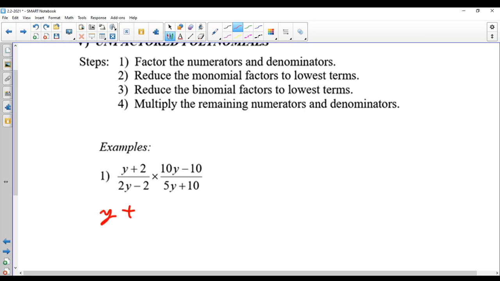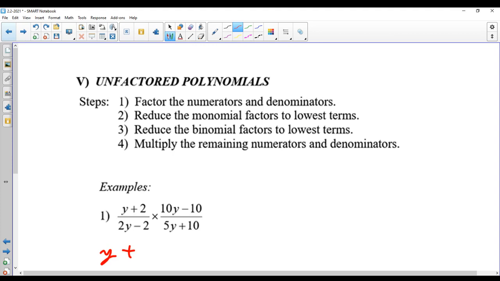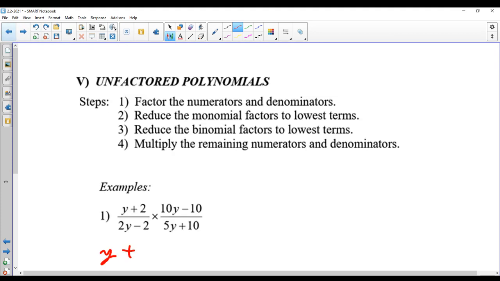I'm not sure why I'm using red. Whoa, that's not what I wanted to do. I wanted to do this. Come on. Okay, so the y plus 2 cannot be factored.